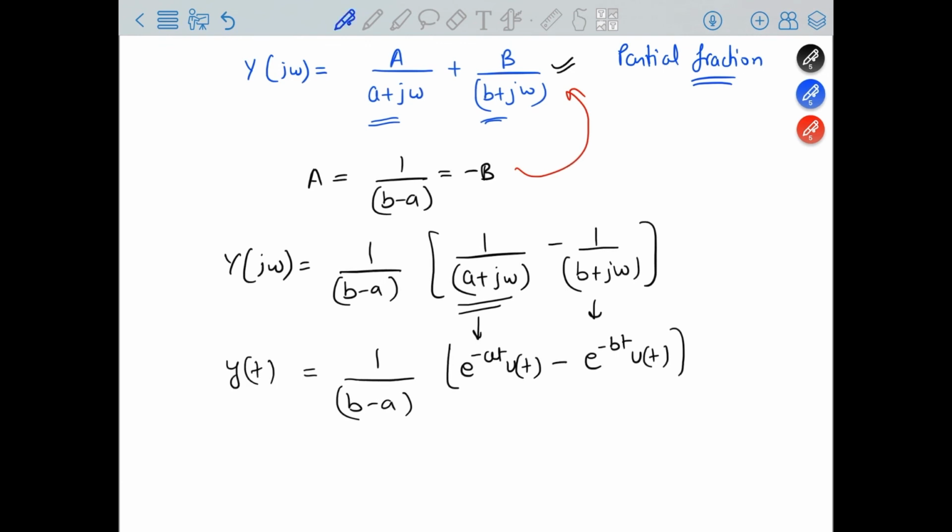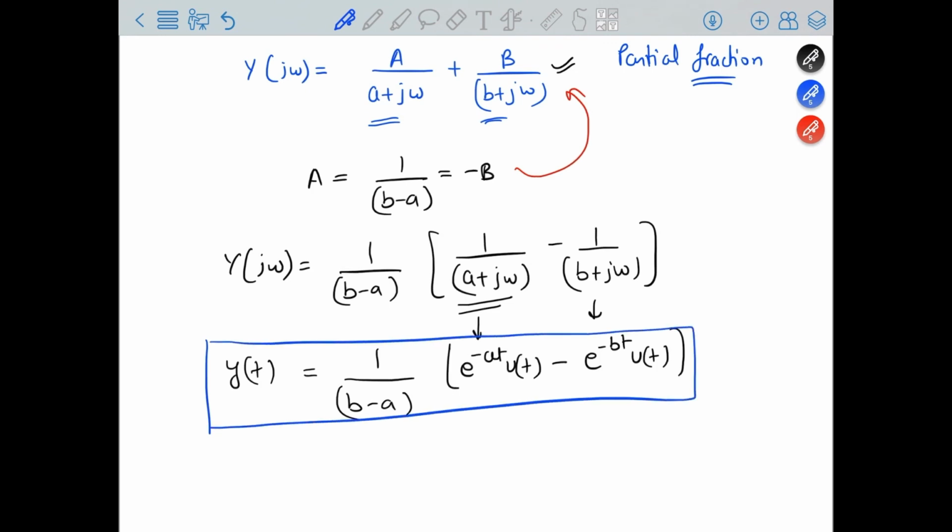So you have seen that we get the output expression in a much simpler manner by using the convolution property. Thank you.